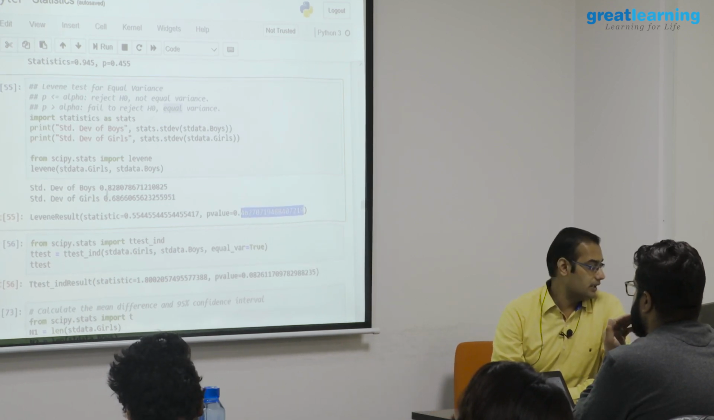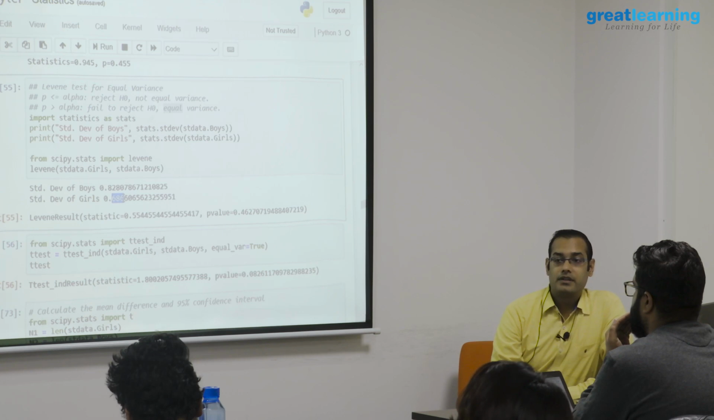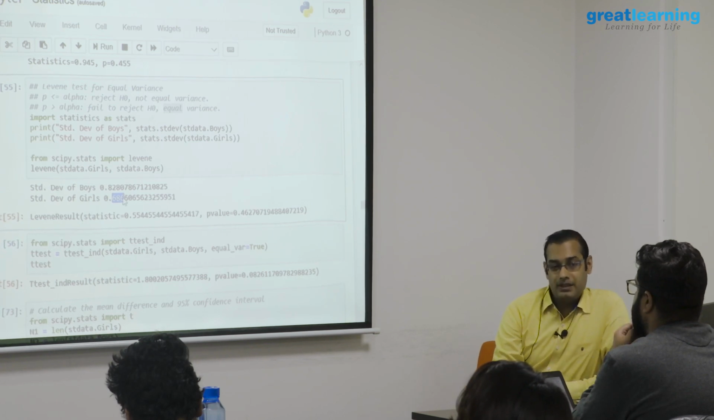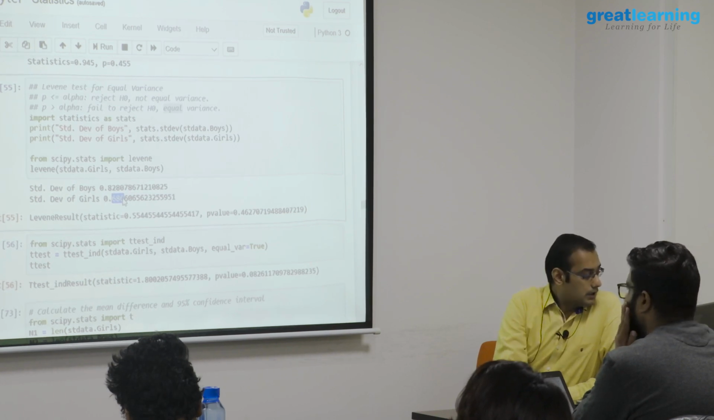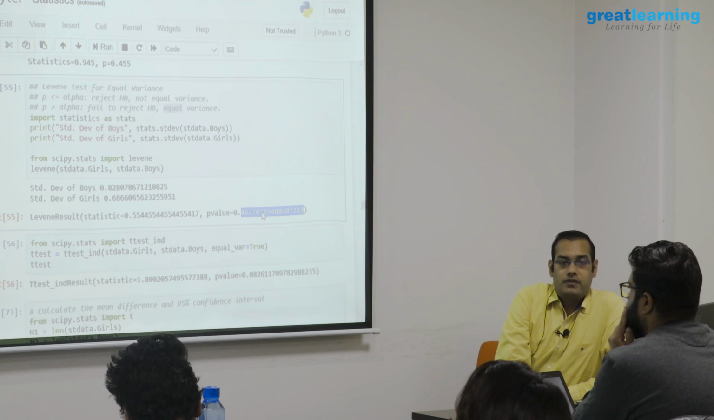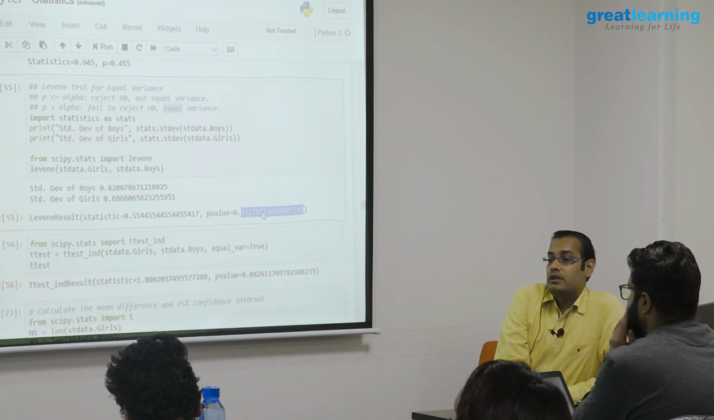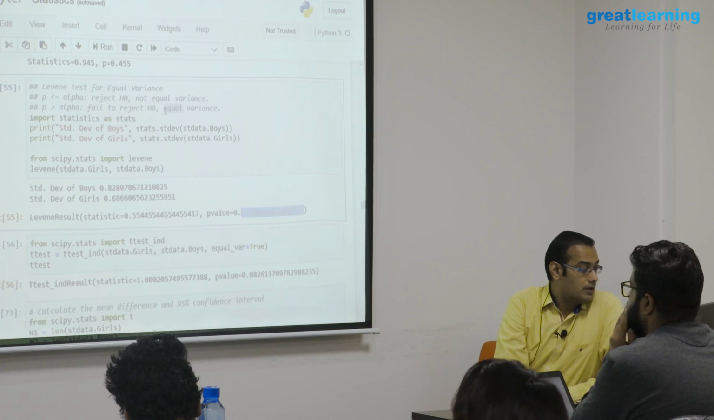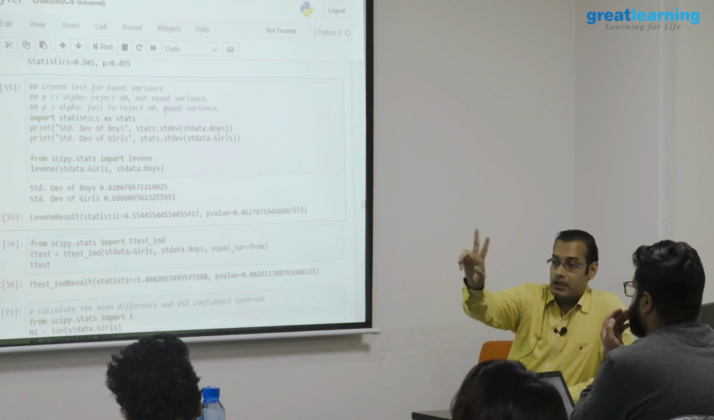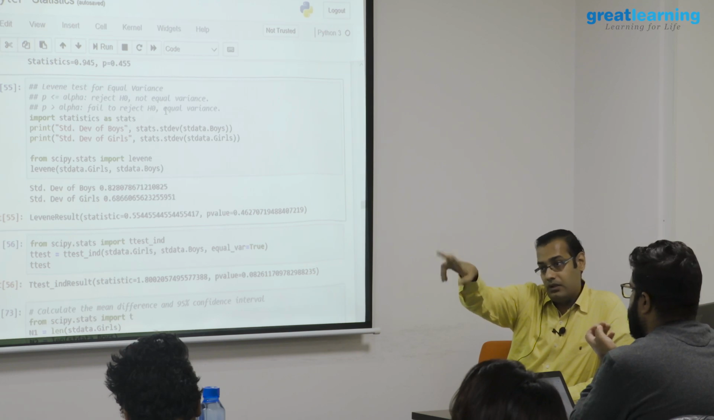I can see the standard deviation is 0.82 for boys. Standard deviation for girls is 0.68. More or less they seem to be close to each other, but how close they are I cannot judge. So I am going through a test, and the test is saying 0.46. That's why I accept the alternate, and the alternate of the test is equal variance. So I can say that the 2 data sets that I am analyzing have equal variance.